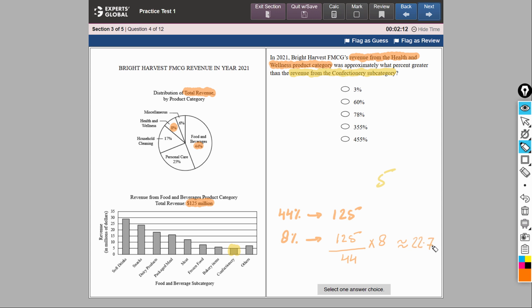So one value is 5, the other value is 22.7. This second value is approximately 4.5 times, or approximately 350% greater. D is the right answer. Mathematically, we must find this value here. This turns out to be approximately 355%.